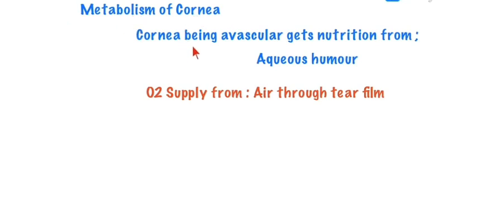Next is the metabolism of the cornea. We know there is no blood supply for the cornea, but it has to have nutrition and oxygen coming from somewhere, right? The cornea, being avascular, gets its nutrition from the aqueous humor. Very important multiple choice question: the cornea gets its nutrition from the aqueous humor. So where does it get the oxygen from? Oxygen is obtained directly from the atmospheric air through the tear film.